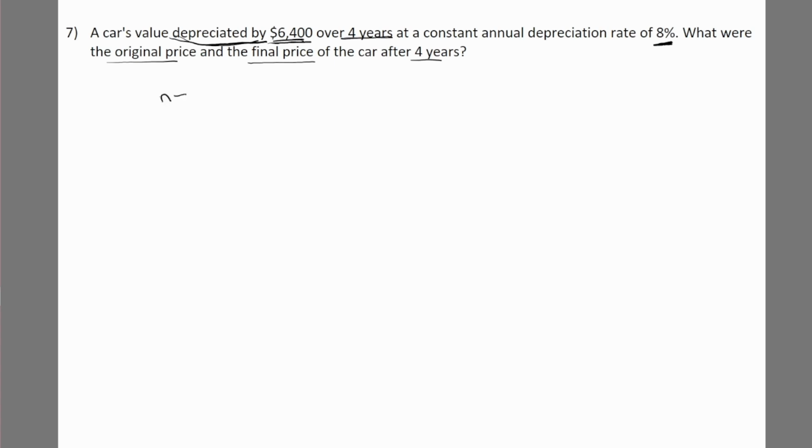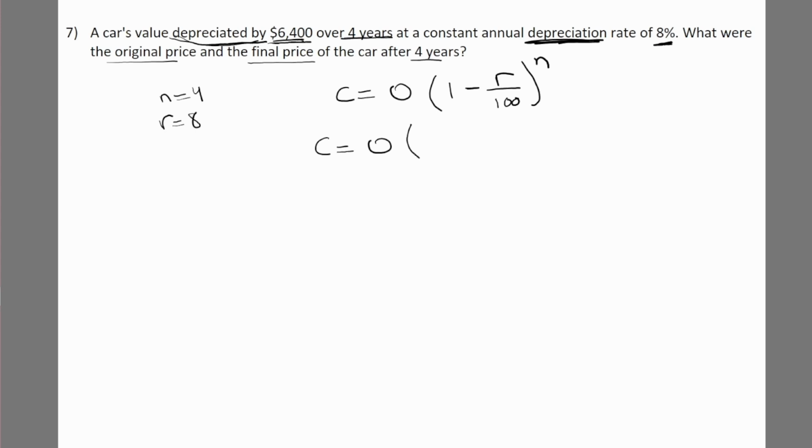Okay. Now here's what we do know. We know that n is equal to 4, and we know that r is equal to 8. Okay. So I'm going to go ahead and write the rule. So current is equal to original multiplied by 1 minus, because this is the depreciation scenario, minus r over 100 to the power of n. So current is equal to original, multiplied by 1 minus 8 over 100 to the power of 4.